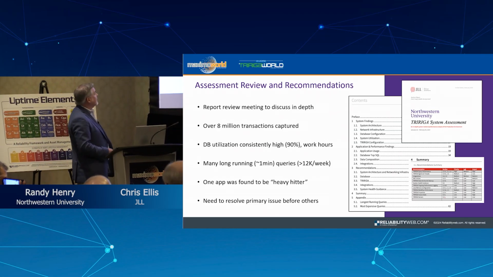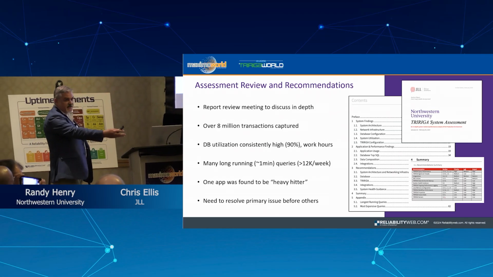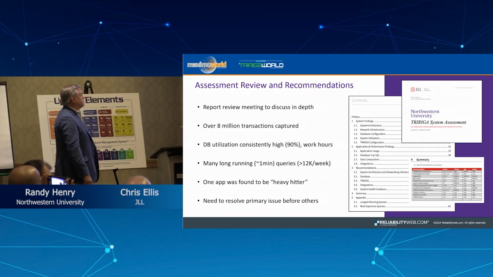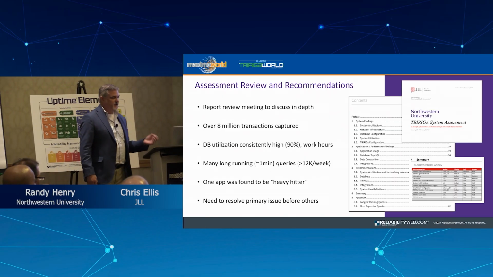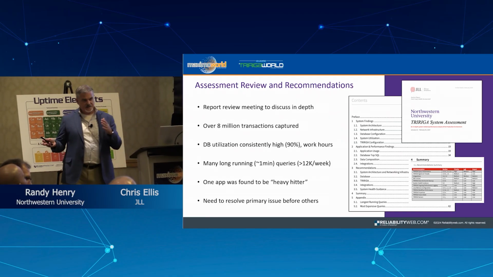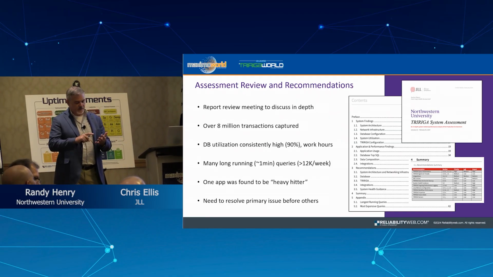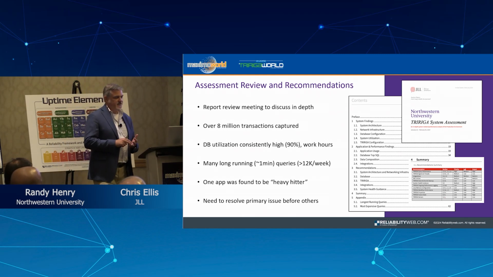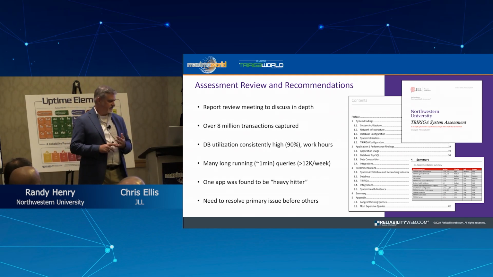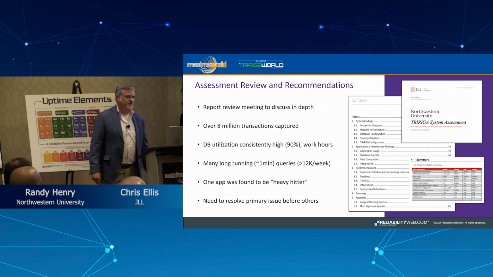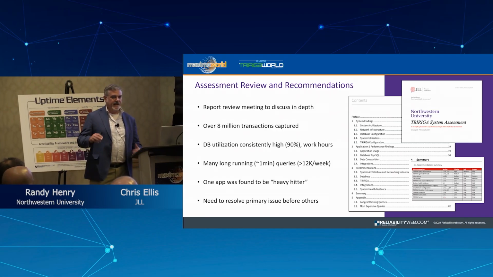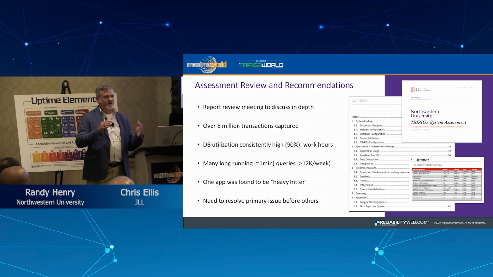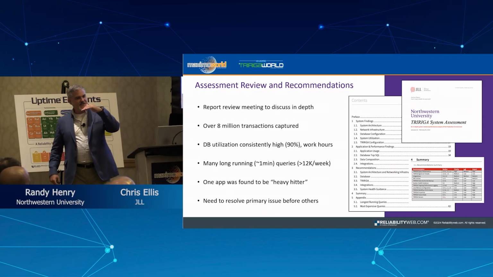So we have a meeting, we discuss the report, we go through it, talk about the recommendations. With Northwestern, we had basically over 8 million transactions captured within a 5-day time frame. That's all of the queries and extended formulas and workflows and integrations, and system metrics. Their database utilization, what we found was 90% and above every day, but only during the workday when people were in the system. So at the end of the day, you'd see it just kind of go down.